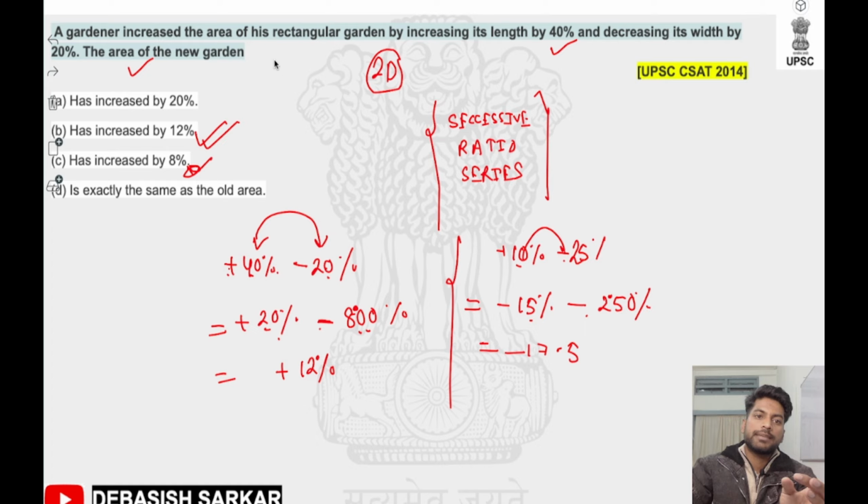So whenever you see some 2D picture and they are asking about area, just apply the successive. Length is increased by 40%, width is decreased by 20%. Just write like that. Okay, next.